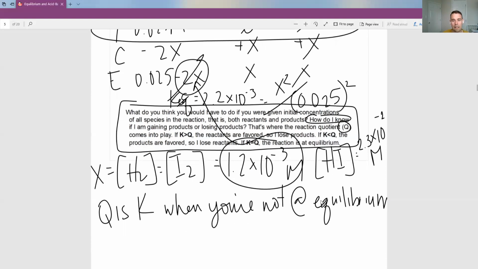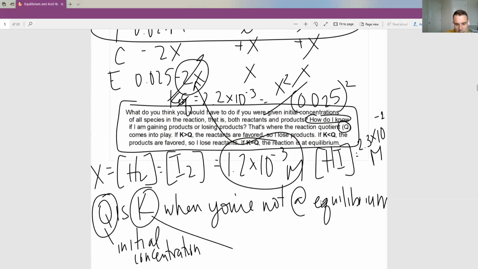Okay, so if you're doing a question and it's initial, Q would be initial concentrations. K is for equilibrium concentrations. So if you're doing a problem, you have reactants, you have products, you don't know which way is it shifting, is it making products, is it making reactants? What you need to do is solve for Q. Q is solved the same way as K, concentration of products raised to their coefficients divided by concentration of reactants raised to their coefficients.